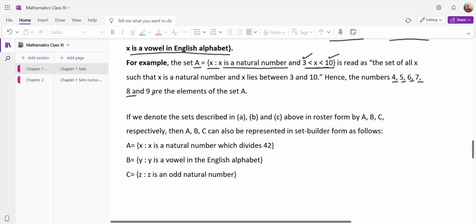If we denote the sets described in the above examples A, B, C in set builder form, we can simply write A as the set of all elements x, where x is a natural number which divides 42. Similarly, B is the set of vowels in the English alphabet, which we write as {y : y is a vowel of the English alphabet}. And C is {z : z is an odd natural number}.